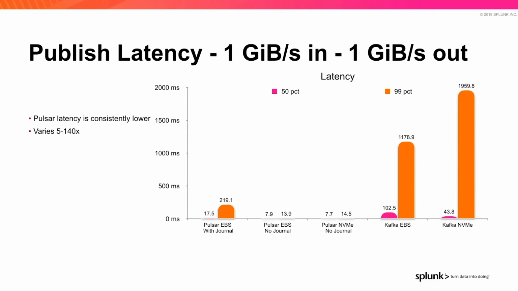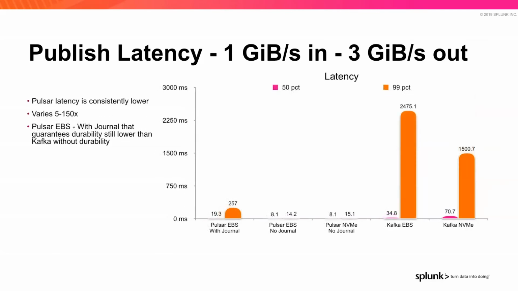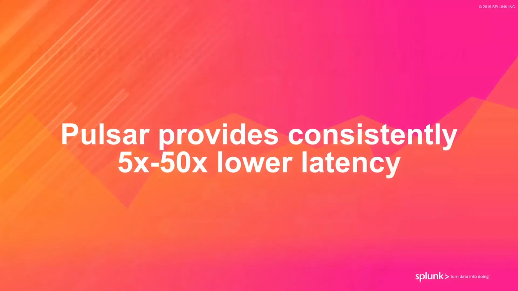So as you can see, Pulsar is consistently lower, varying between 5 to 140x in terms of publish latency. Similarly, in the case of 1 gigabyte in, 3 gigabytes out, again the latency is 5 to 150x lower. And again for 3 gigabytes in, 3 gigabytes out, the variation in latency is pretty consistent across the board. In summary, Pulsar provides consistently lower latency when you publish data.